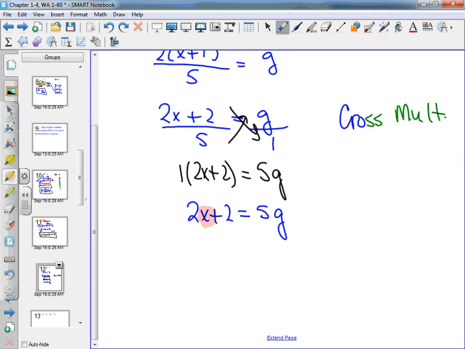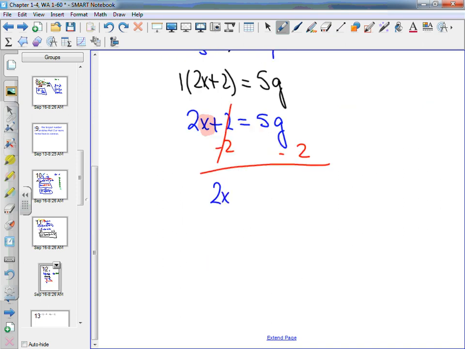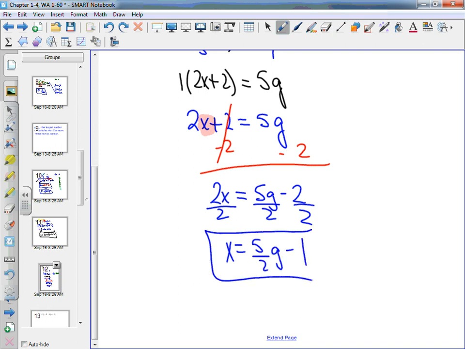Addition and subtraction. So I'm going to subtract the 2 from both sides. Working from left to right, I bring down the 2, and I have 5g minus 2. What am I solving for? X. So what's attached? 2. Divide each term by 2, and you're going to get x is equal to 5 over 2g minus 1.